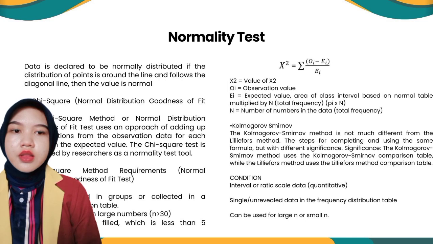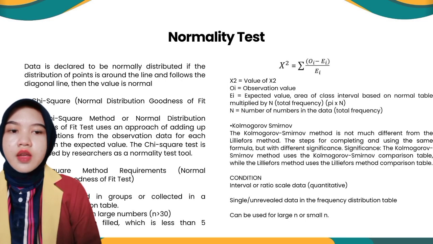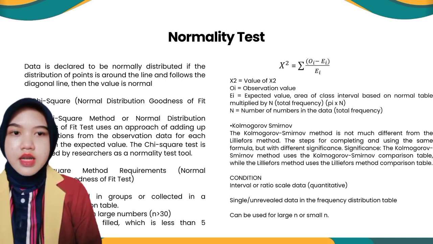Suitable for data with larger numbers, greater than 30, as the cells filled should not be less than 5. X2 is the observation value minus the expected value, where the expected value is the area of the class interval based on the normal table multiplied by n, the total frequency. Pi times n equals the number of numbers in the data, the total frequency.